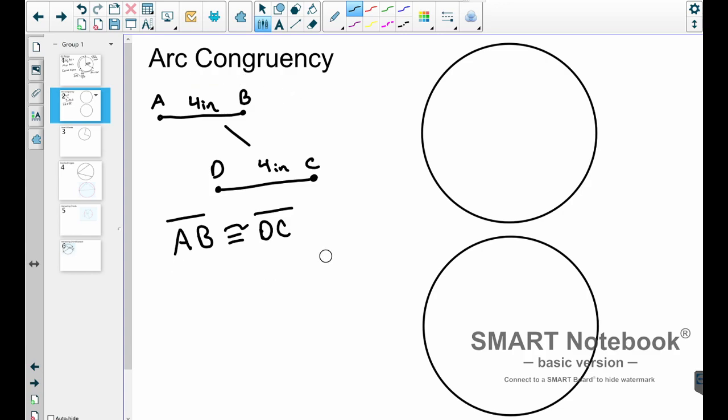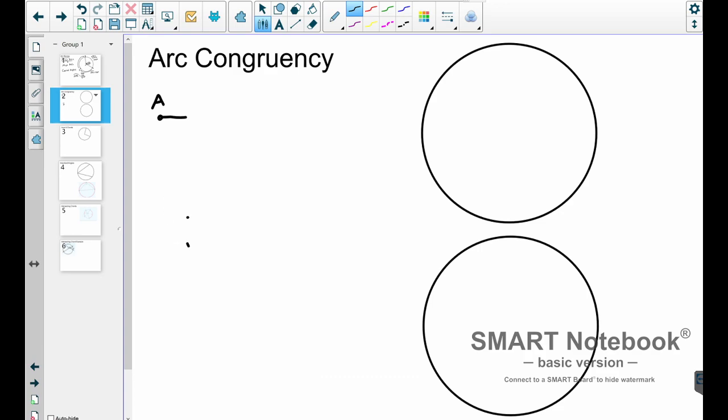And that's something we learned very early on. Congruency always means same size and same shape. When you're working with angles, it comes down to measure. When it comes to rays or whatever it may be, it's always the measure. But with arcs, we have a couple different factors at play here.